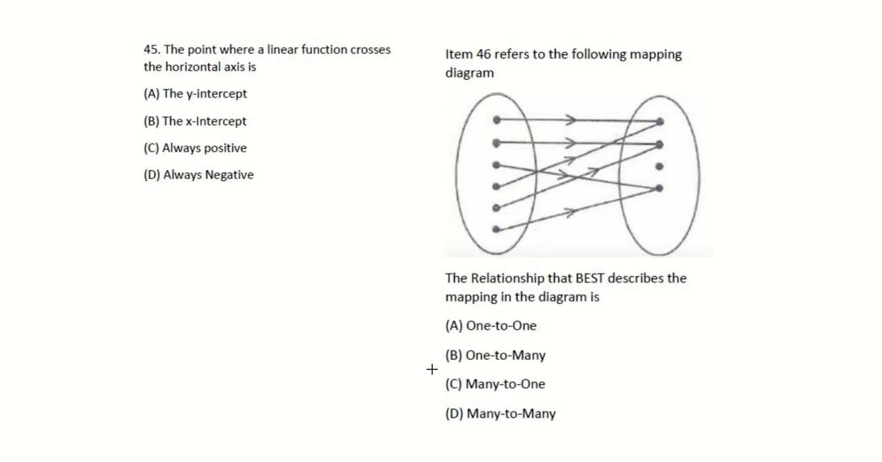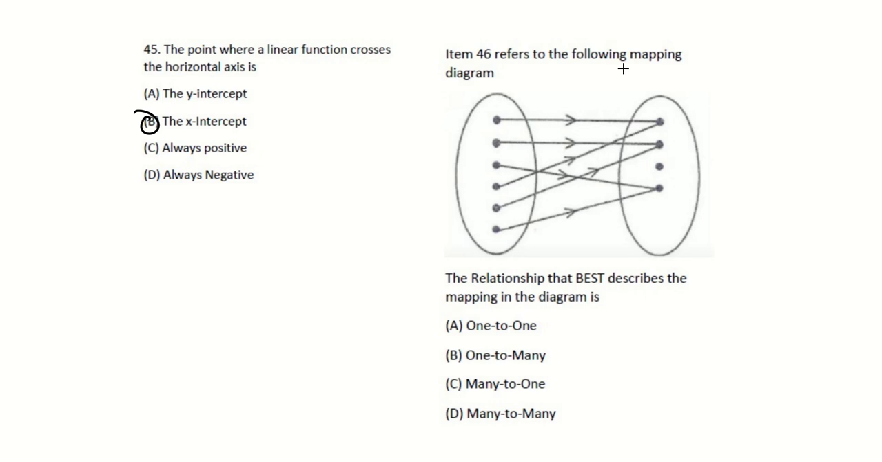Now we're going into January 2023, paper 1. Section 7, number 45 to 52. Again, this section is relations, functions, and graphs. Let's look at this one here. The point where a linear function crosses the horizontal, not the vertical. Your horizontal line is your x, so that would be your x-intercept.